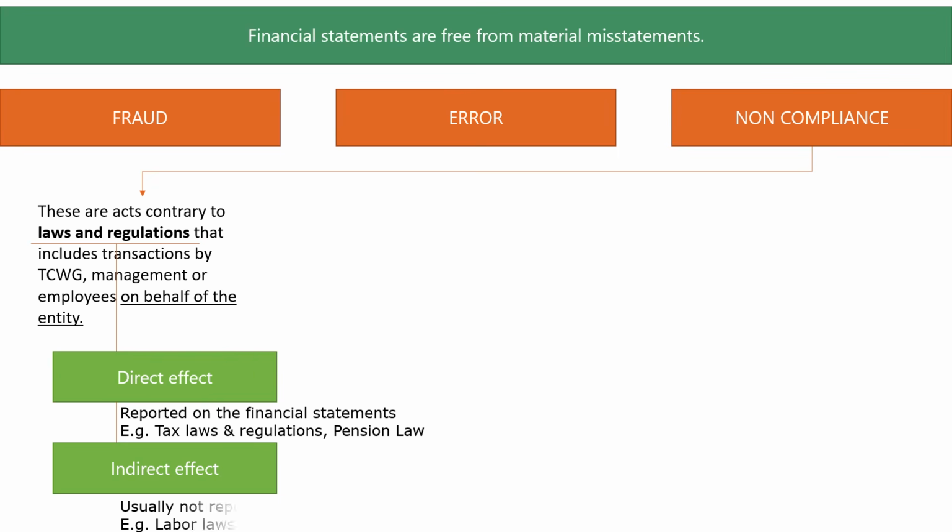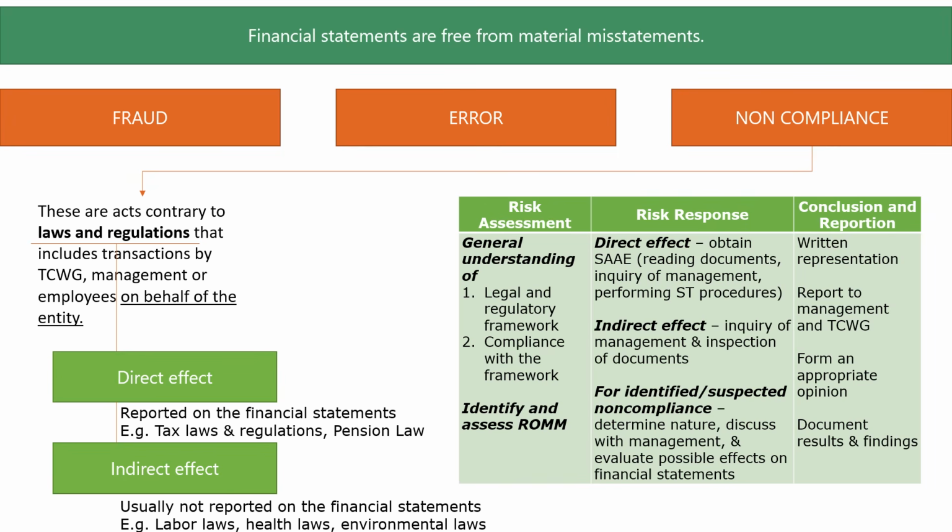In the case of indirect effect illegal acts, these are usually not reported in the financial statements but will eventually still affect management, usually in one way or another, but normally in the case of operations. Like, for example, labor laws, health laws, environmental laws. Now, it's important for us to determine if the illegal act has a direct effect or an indirect effect because there is a difference in the responsibility of the auditor.